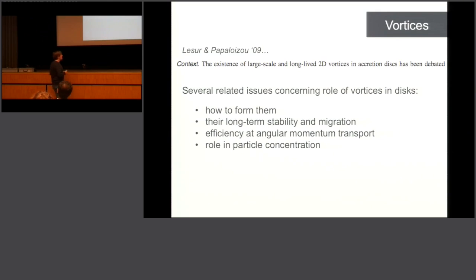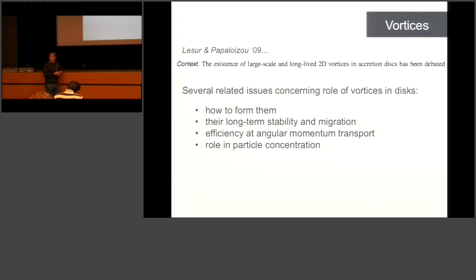The issues that crop up when you start thinking about vortices are, first of all, how you can form vortices within a disk in the first place. And then, if you've managed to form them, what are their long-term stability properties? As we'll see, this question of long-term stability is one that people have gone very much back and forth on at different times in the literature. So if you form one vortex in the disk, how long will that vortex be able to survive in the disk?